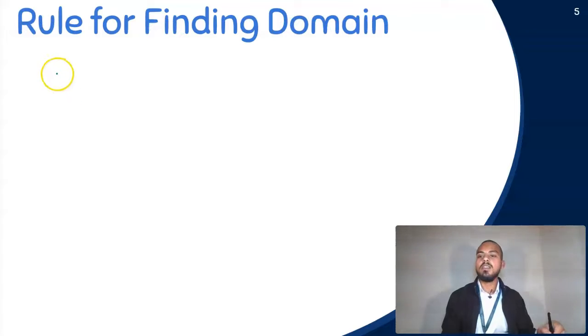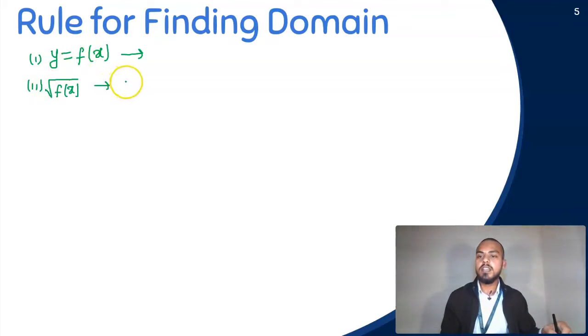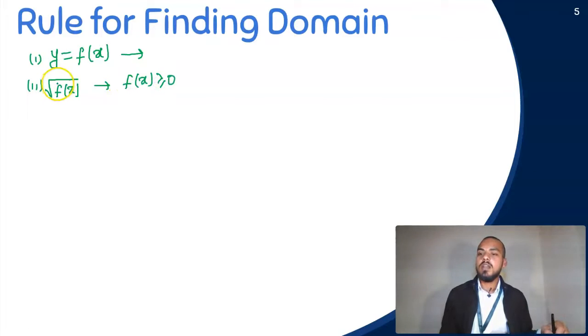Suppose our function is y = f(x). So in this case the domain is all the input values of x. But suppose this function is under a square root. So in this case you need to write its basic condition. This function is only defined if f(x) ≥ 0. That means the value under a square root is always greater than or equal to 0, meaning a square root is always positive or 0. That's why this function is defined if f(x) ≥ 0. So by using this condition you can easily find the domain of this function.